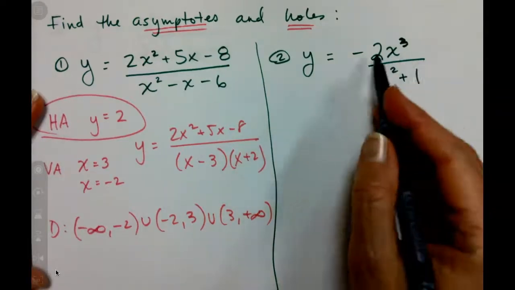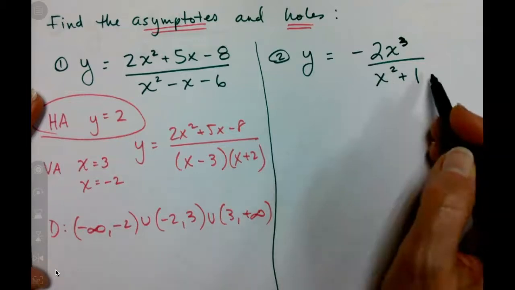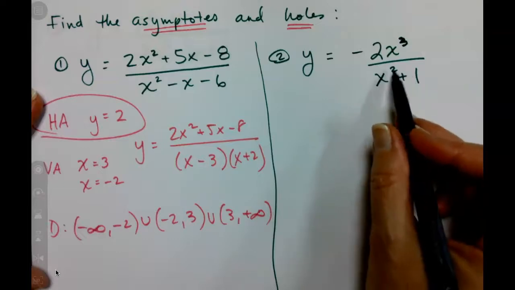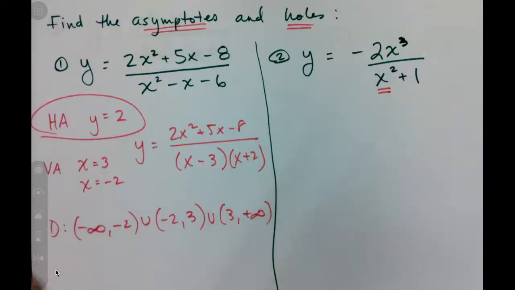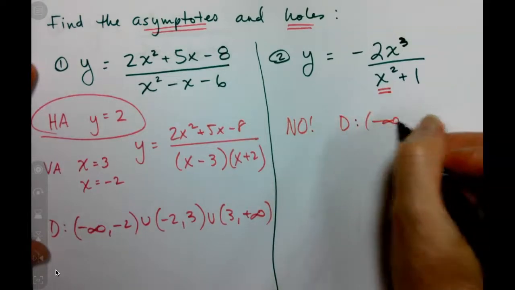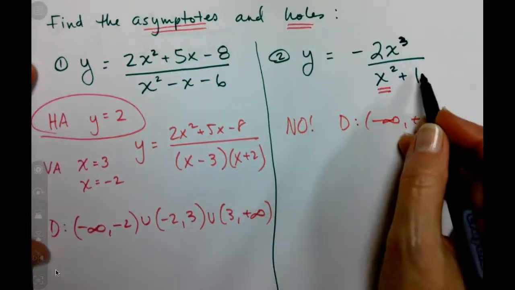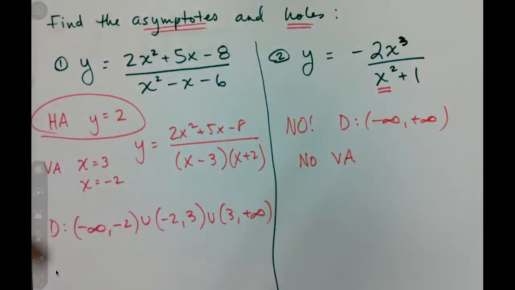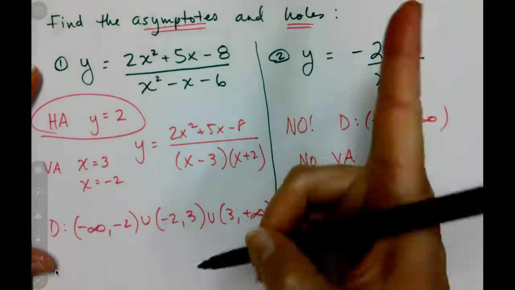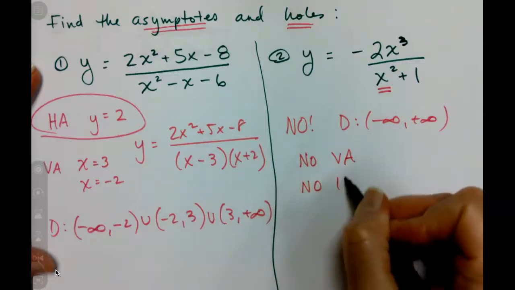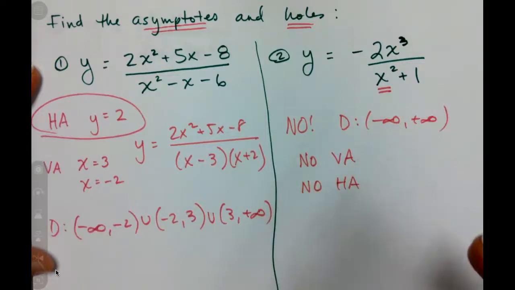Number 2, is the top factorable? No. Is the bottom factorable? No. So next, look at that denominator, x squared plus 1. Is there any value that is going to be restricted if x is being squared and we're adding 1? No. So the domain here will be all real numbers. So if the domain is all real numbers and if the denominator is not factorable, then there are no vertical asymptotes. Next, the degree of the numerator is exactly 1 bigger than that of the denominator, which means we will have no horizontal asymptotes, but we will have a slant asymptote.